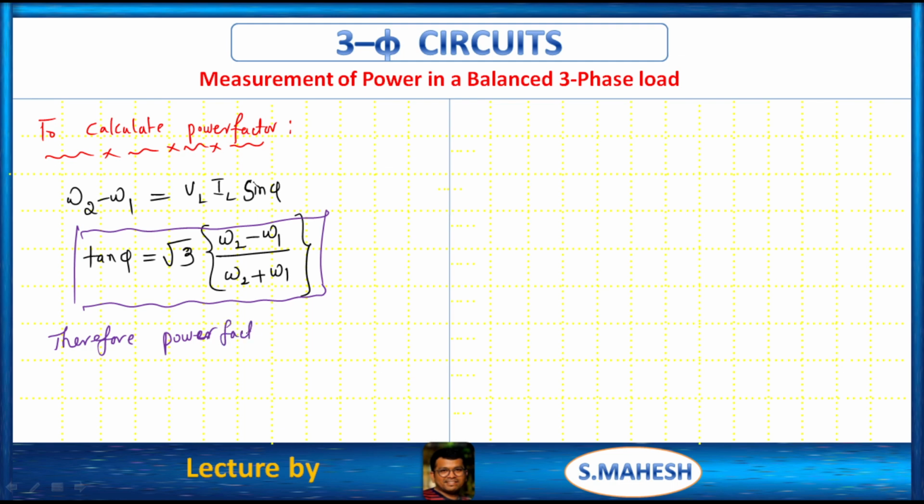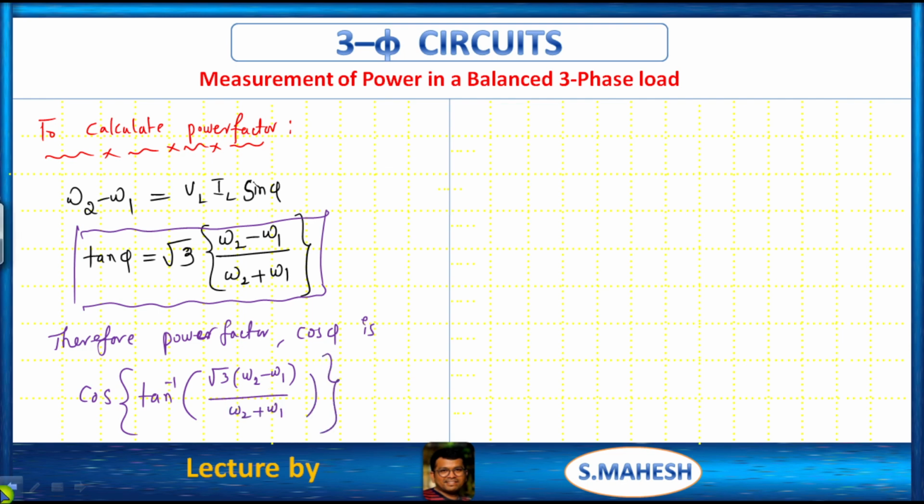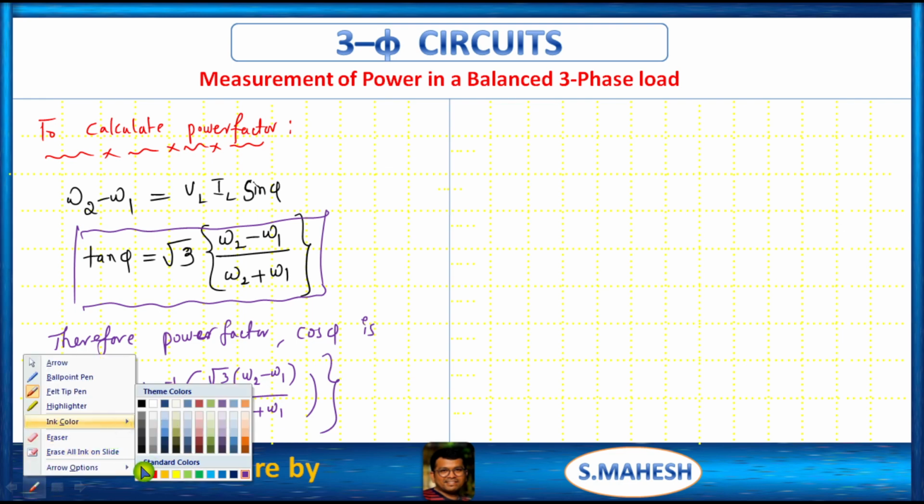Therefore, power factor cos phi is what? Phi is tan inverse of root 3 times W2 minus W1 by W2 plus W1, and the power factor is cos of that. This is the power factor formula. That's it. Okay.